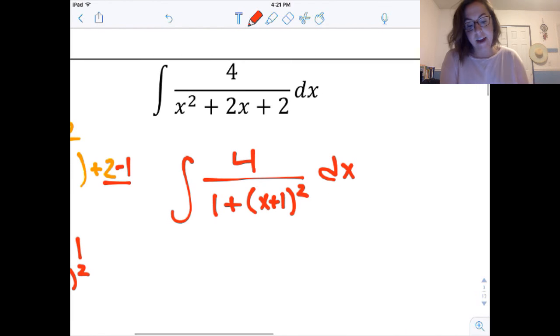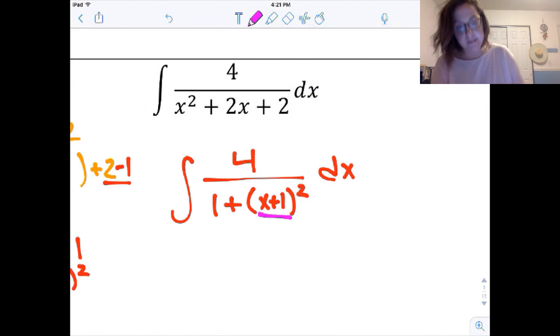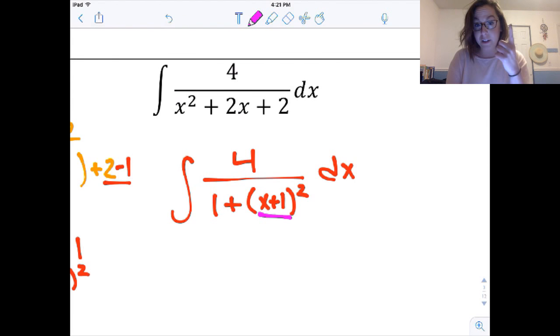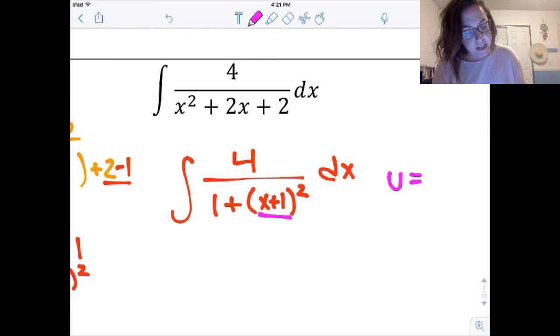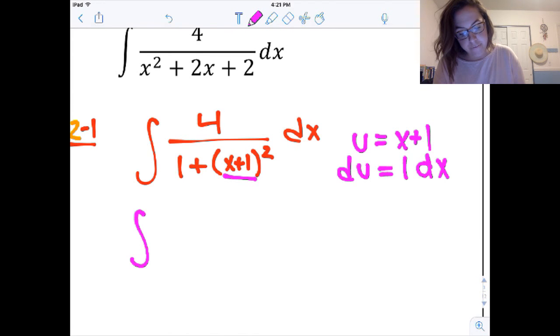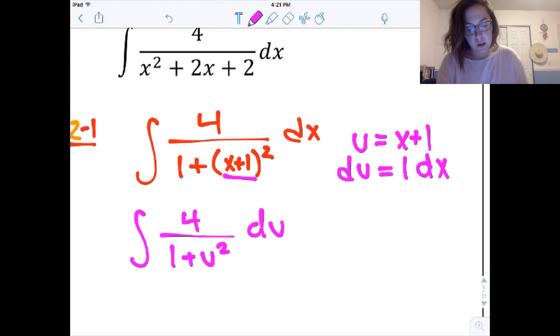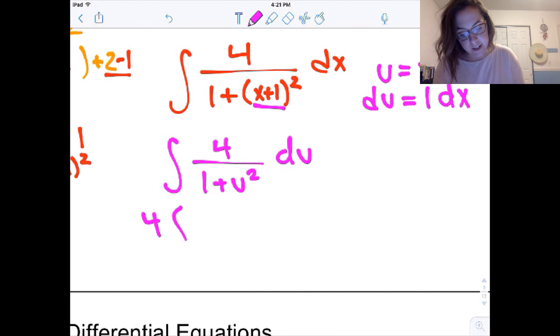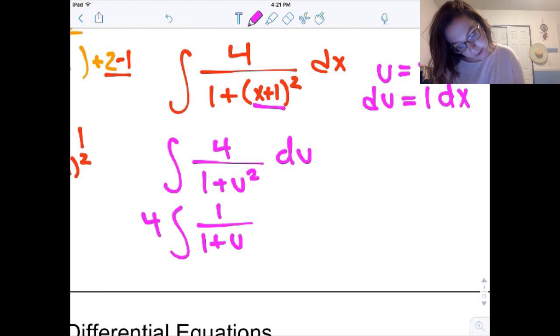Well, this is a really good candidate for a u sub now because I see this, the derivative of that is 1, and I have a multiple of that in my numerator, right? I have 4. So u is x plus 1, du is 1 dx, and so this would be the integral of 4 times 1 plus u squared du, or I'll bring the 4 out to the front, integral of 1 over 1 plus u squared du.